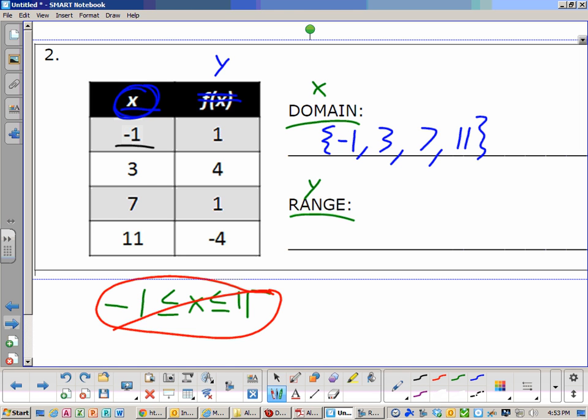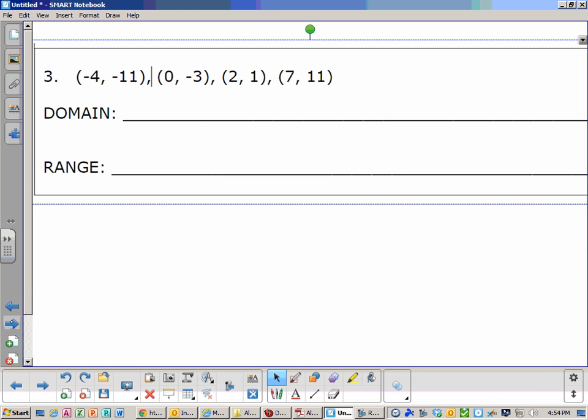It's only -1, +3, 7, and 11. And only those 4 numbers. It's not everything between. It's not 8. It's not 9. They didn't say that. They just said, what are my x's? My x's are -1, +3, 7, and 11. That's it. You find the range, right? You find the range. I think you could do it. That's too easy. Once again, way too easy.